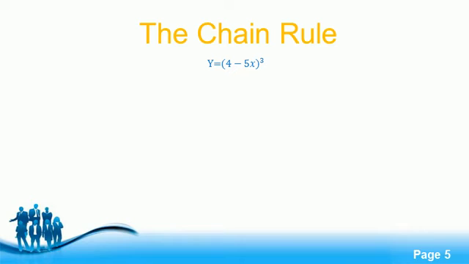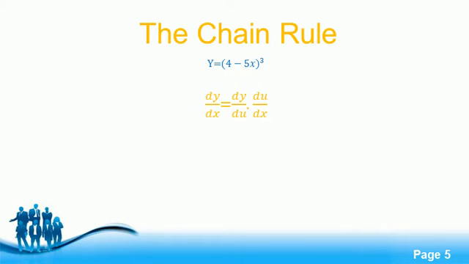The chain rule. We use the chain rule to differentiate a function of a function. A function of a function occurs when a function is operated on again. 4 minus 5x cubed is a function of a function because 4 minus 5x has been operated on by being raised to the power of 3. To differentiate these equations, the chain rule is used.